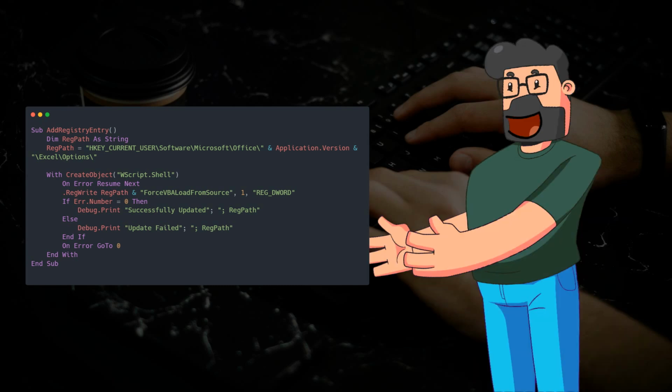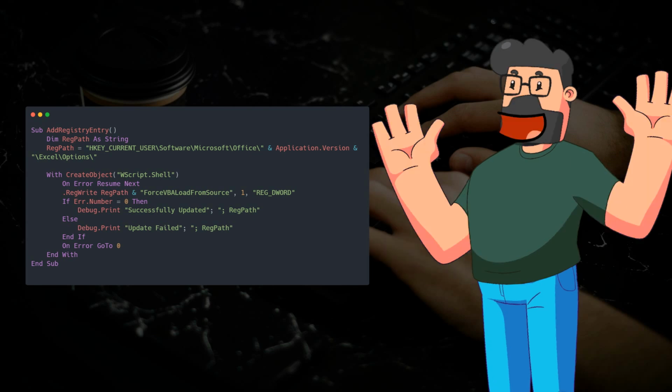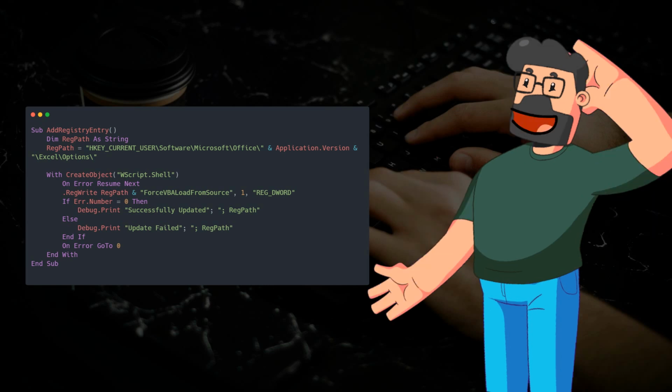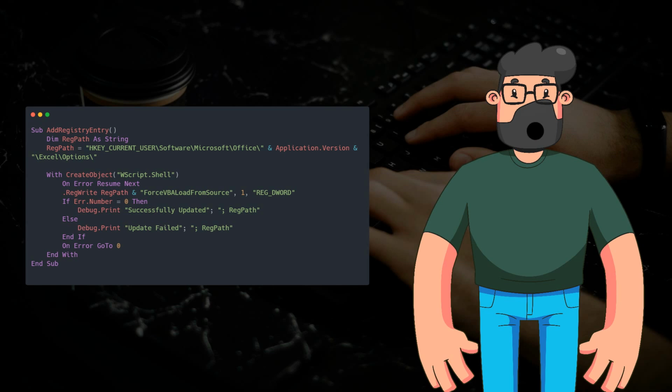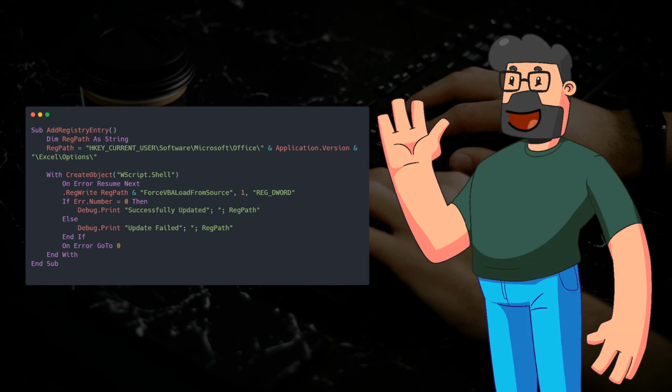Continuing with the solution, we have a script called AddRegistryEntry that can help in dealing with the memory problem. This script involves setting a specific registry entry that might alleviate the memory release issue. By executing the script, you are essentially tweaking the VBA loading behavior, potentially affecting how memory is handled. It's a handy workaround that could make a difference in memory management within the VBA environment.